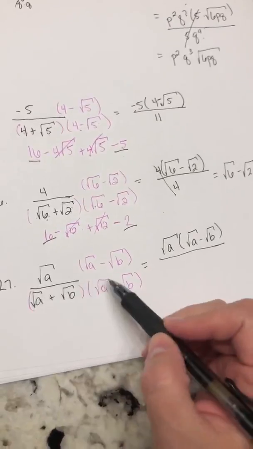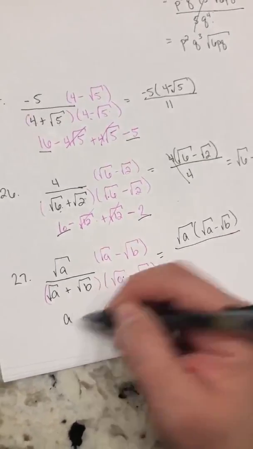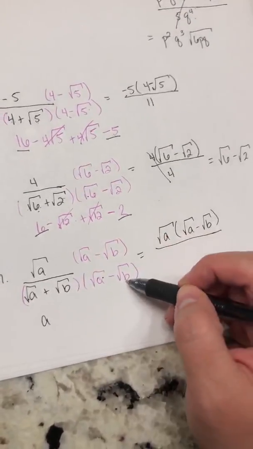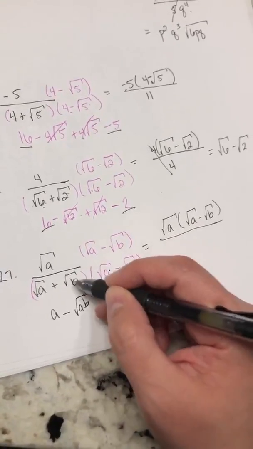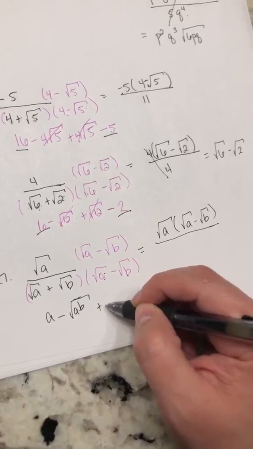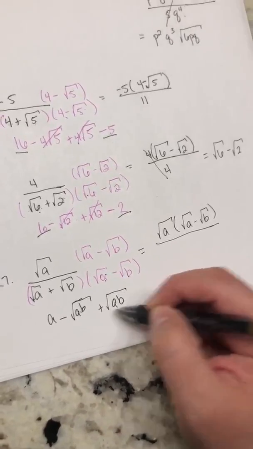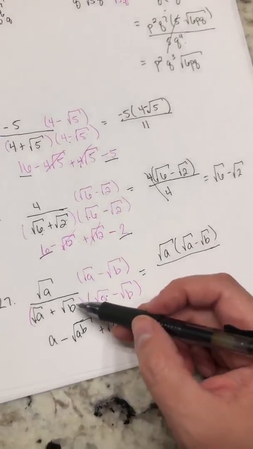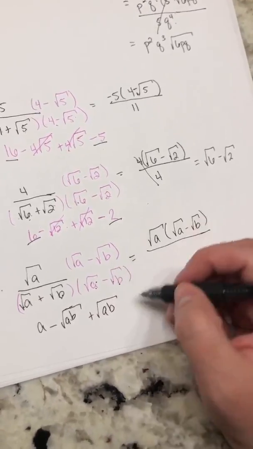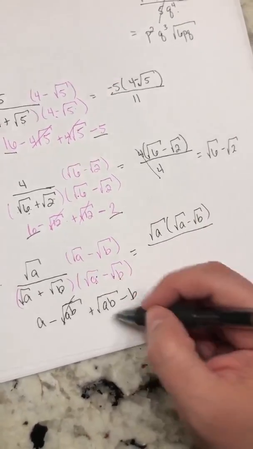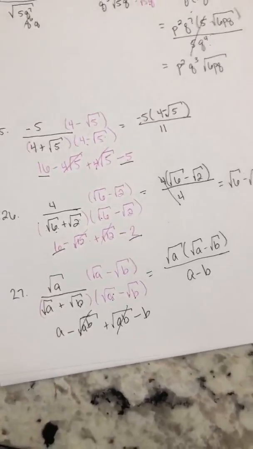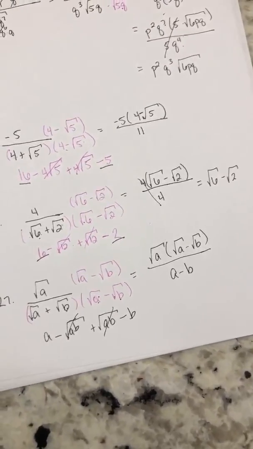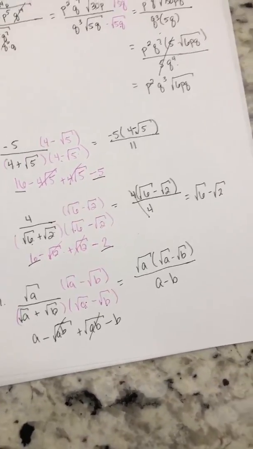FOIL this. Square root of a times the square root of a is a. Square root of a times negative square root of b is minus the square root of ab. Square root of b times square root of a is plus the square root of ab, or ba, it doesn't matter, the multiplication is commutative. Square root of b times negative square root of b is minus b. So again, these are gone, and you're left with a minus b, and you're done. So you're just rationalizing the denominator by multiplying by the conjugate.